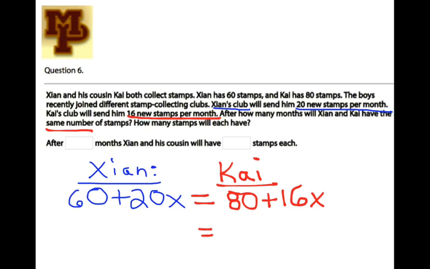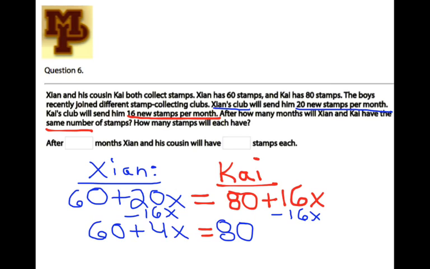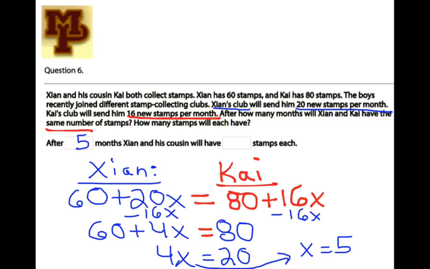So then we just solve for x, so subtract 16 from each side, 16x minus 16x, and that will give you 60 plus 4x, and then this is 80, and then we want to subtract 60 from each side, so then that would give you 20, and then finally divide by 4, so it would be 5. So it would be 5 months, so that's what we want to put in that spot, 5 months.